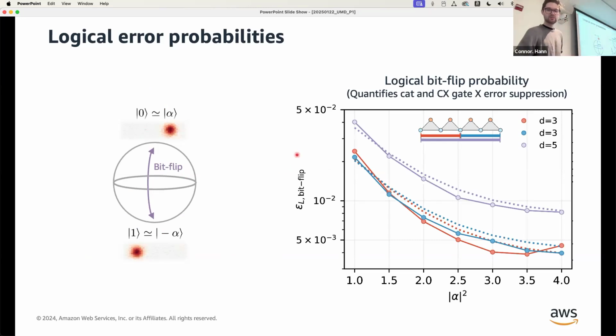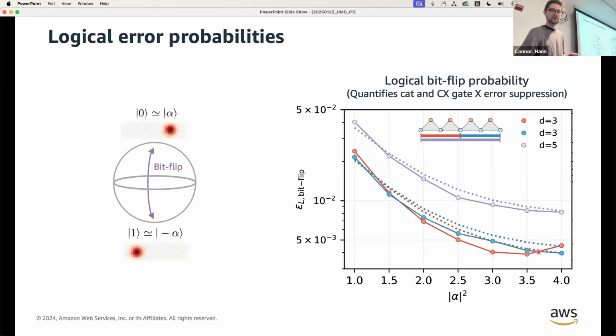And so indeed, this is what we see here when we look at the logical bit flip probabilities, here again as a function of alpha squared. Initially, we have this suppression of bit flip probabilities as alpha squared is increasing. That's thanks to the increasing protection of the cats. But eventually, these bit flip probabilities saturate, as the bit flips become limited by these additional error mechanisms from the transmon during the CX gates.